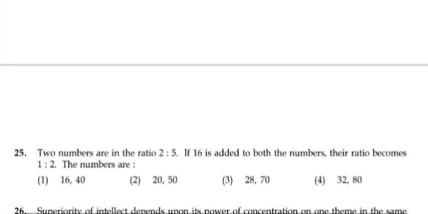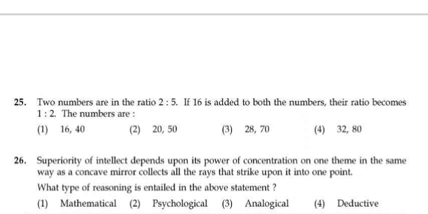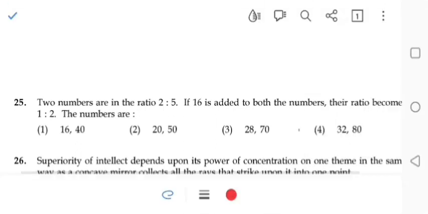Then we have got 25. It says two numbers are in the ratio 2:5. If 16 is added to both the numbers, their ratio becomes 1:2. The numbers are what? 16, 40; 20, 50; 28, 70; 32, 80. It will be 32, 80.